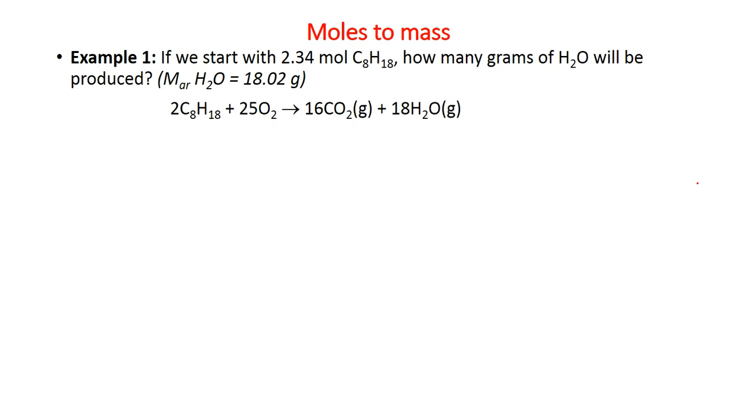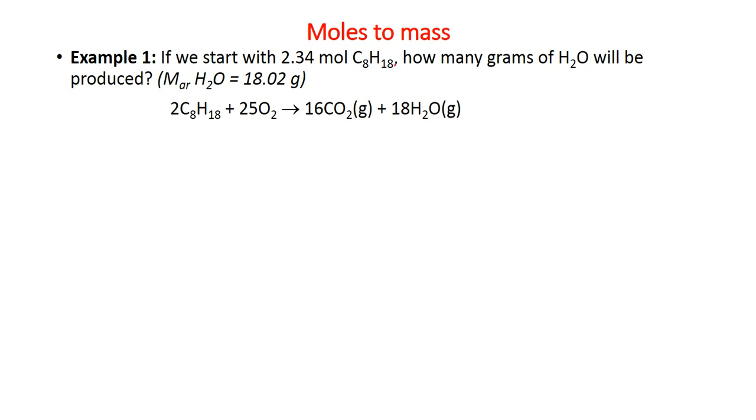In this example, suppose we start with 2.34 mole of octane. How many grams of water will be produced? So here you are given the molar mass of water as 18.02 grams. So we are using a similar equation, the equation we can see here, to help us in solving this problem. So how do we approach this problem? What are we asked to determine?